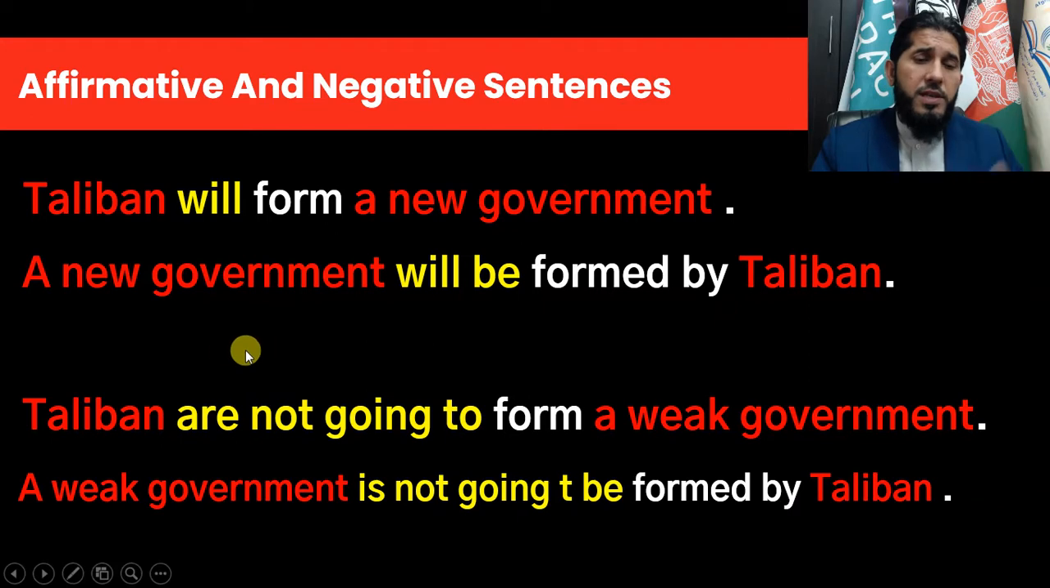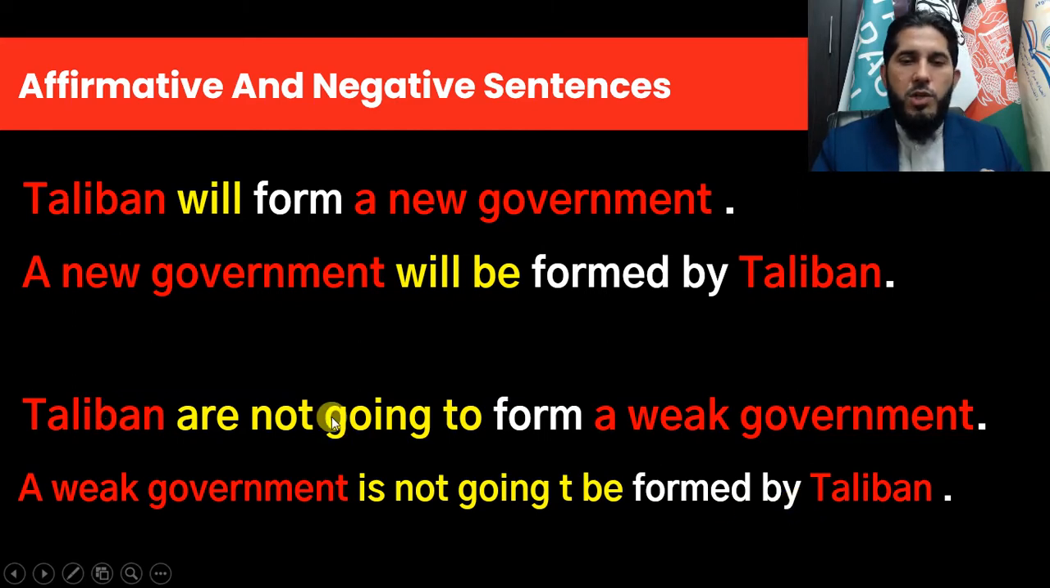If you want to make a negative sentence in active form and simple future tense: Taliban are not going to form a weak government. Now look, see, are not going to. Instead of will, I've used be going to. So Taliban are not going to form a weak government. In spoken English, you may say it like Taliban are not gonna form a weak government. And now a weak government is the object over here of this main verb form, so it becomes the subject of the passive form. A weak government is not going to be formed by Taliban.